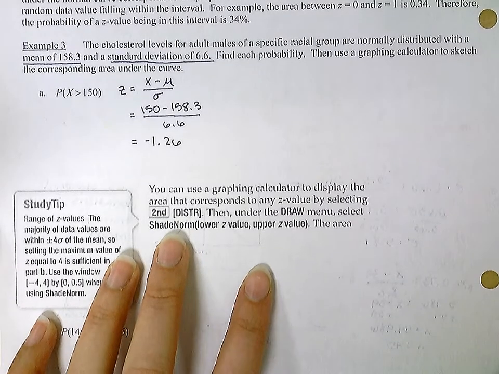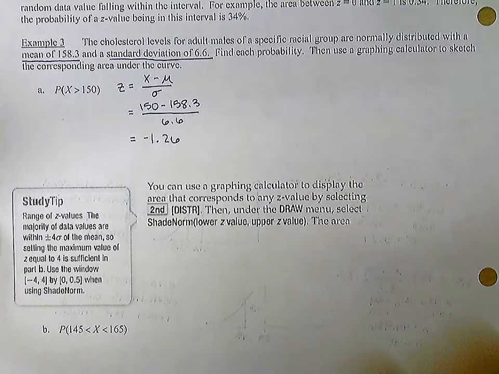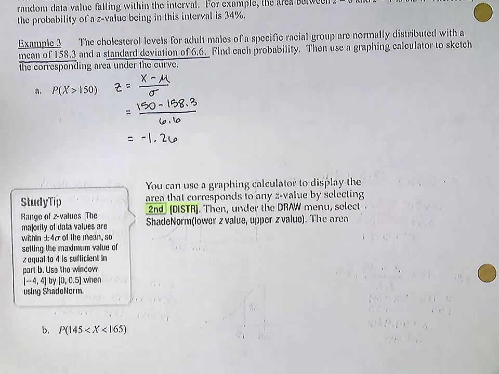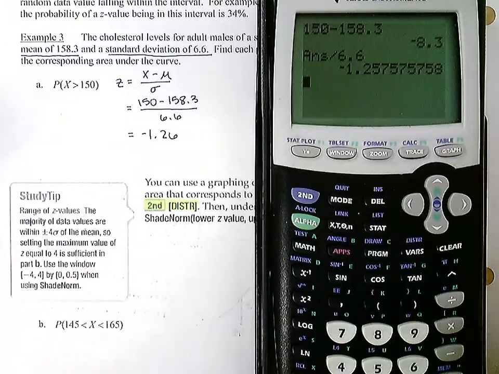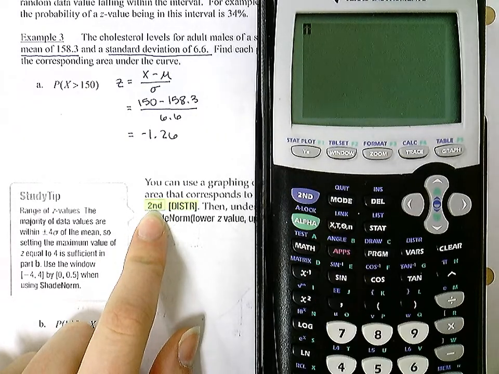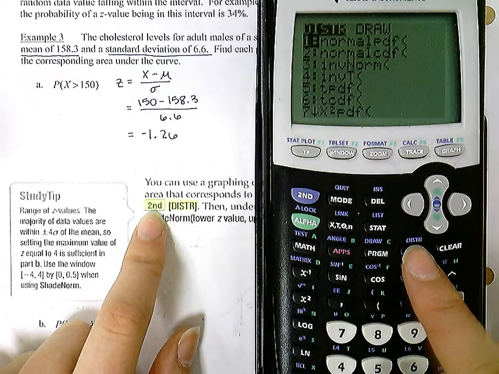graph. Okay, so you can use a graphing calculator to display the area that corresponds to any z value by selecting second, and then distribution is what that stands for. Okay, that's the button that says vars. Distribution is right above it. So, on my calculator, I would press second, and then distribution is right here, right above that vars button.